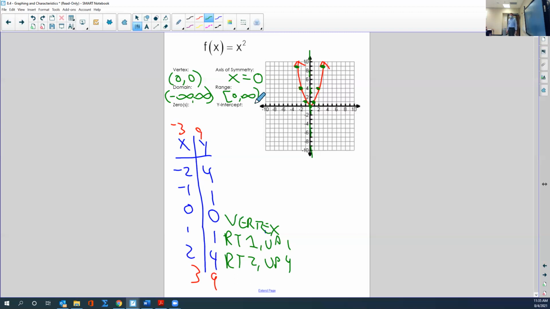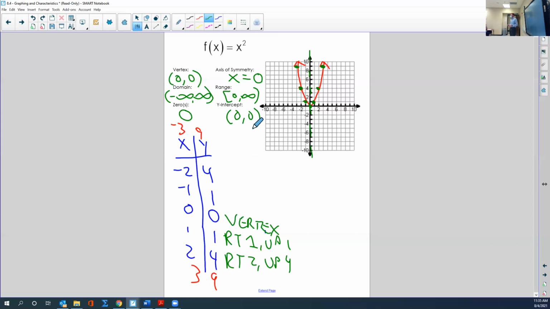And then our zeros are just the x value of our x-intercept, or where we cross the x-axis. So we have a zero of 0. Now if we ask for x-intercepts, we want those written as ordered pairs. And then our y-intercept in this case happens to be (0, 0), which is also our zero. That's not always the case. Okay, so hopefully we've been reminded of that from previous knowledge.